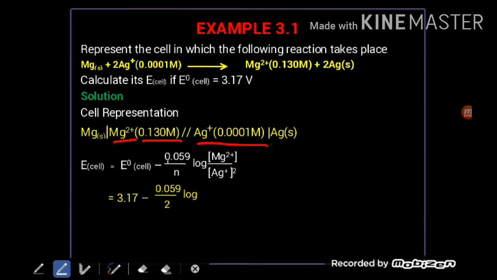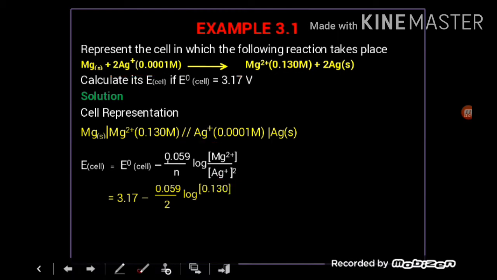So see here, now we will write the concentration of magnesium and silver. The power is equal to the stoichiometric coefficient of the ions. In this equation you can see the magnesium ion, its number is 1, so the power is 1, and the number of silver ions is 2, so we will write the concentration raised to the power 2.